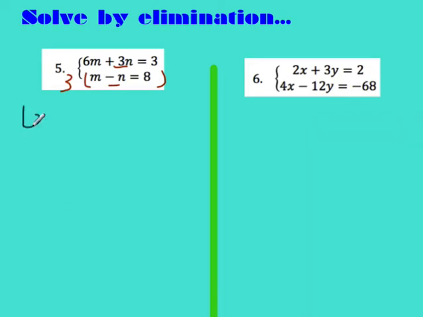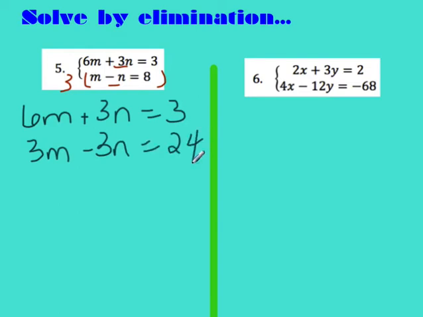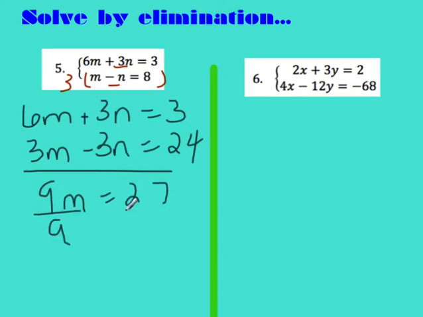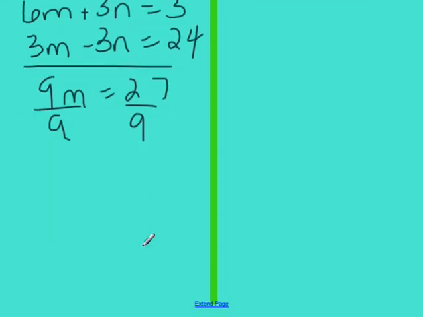So my top equation is going to stay the same. Then my bottom equation, everything is going to be multiplied by 3, including that 8. So we make sure we get that 24. So then I can go about doing elimination like I have been doing. 6m plus 3m is 9m, and that's going to be equal to 27. So now I'm going to divide both sides by 9, and I get that m is equal to 3.